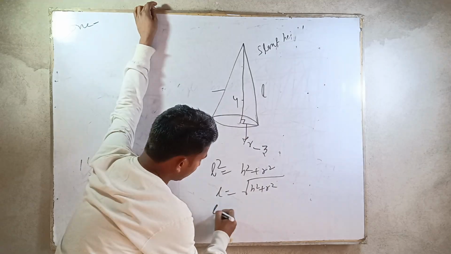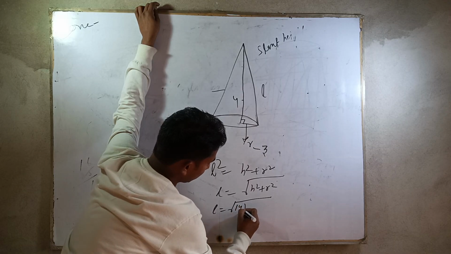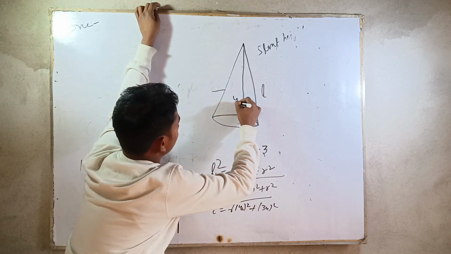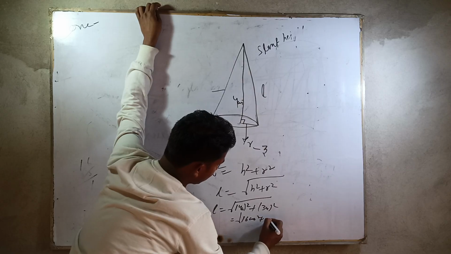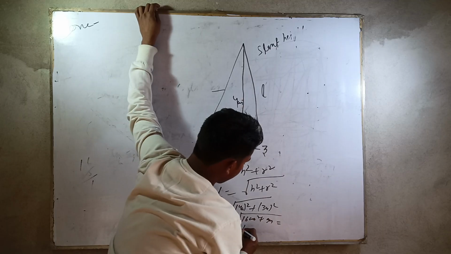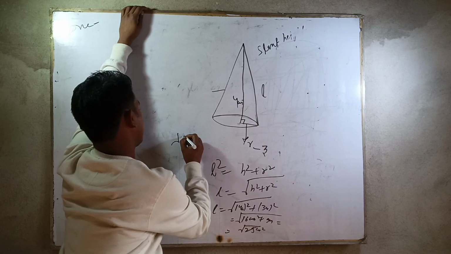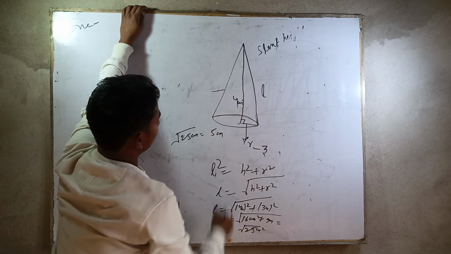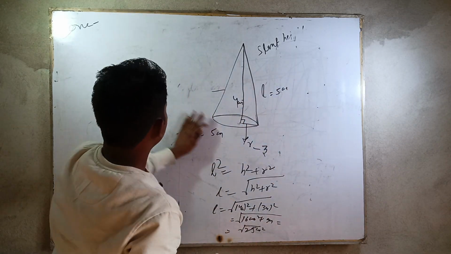I know l equals the square root of h squared plus r squared. So h is 4 centimeters squared plus 3 centimeters squared. Then it is 16 square centimeters, and this is 9 square centimeters. Then its value will be 25 square centimeters. The root of 25 is 5 centimeters, so the slant height will be 5 centimeters.